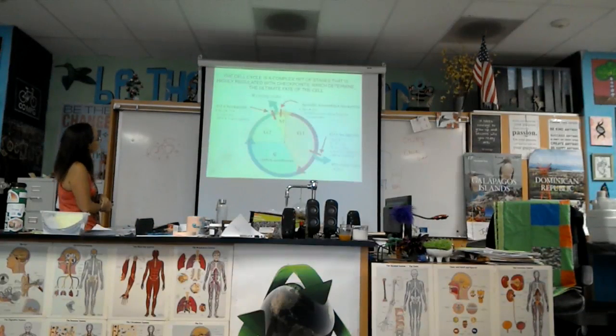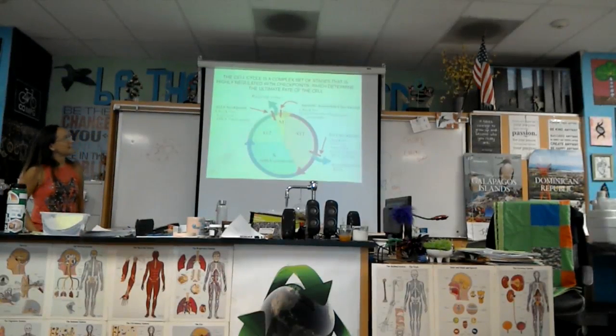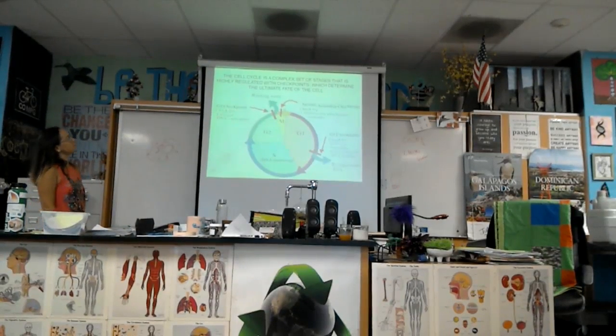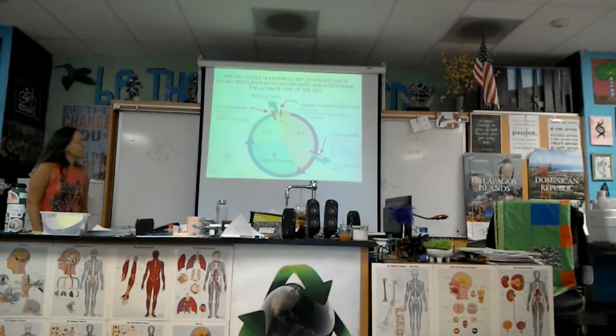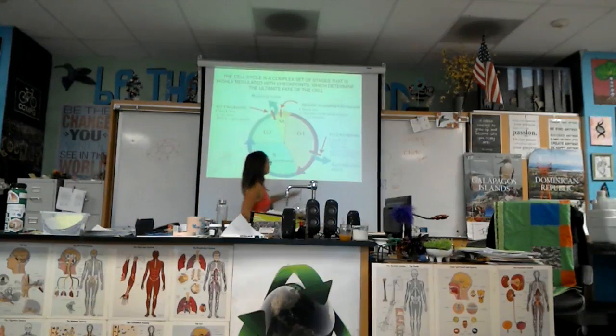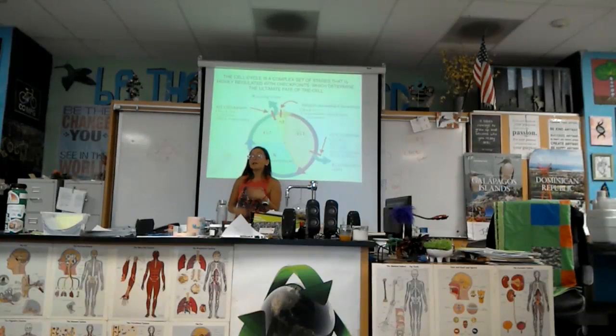So, okay. Cell cycle. The cell cycle is a complex set of stages that is highly regulated with checkpoints, which determine the ultimate fate of the cell. So when we look at the cell cycle, there are different checkpoints. They're going to make sure the cell's healthy and good to divide.